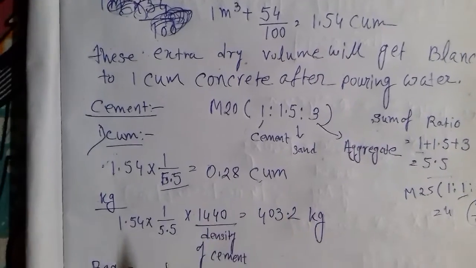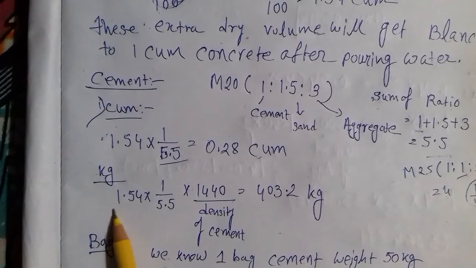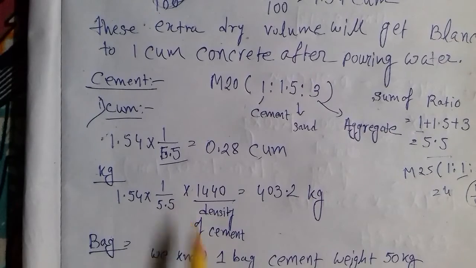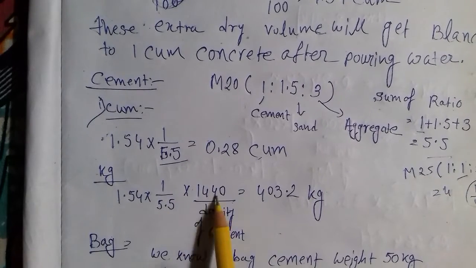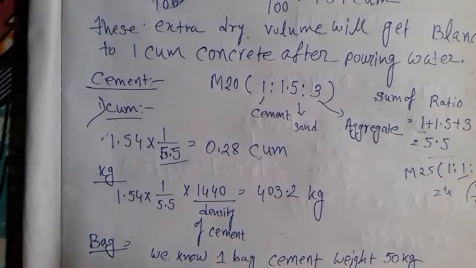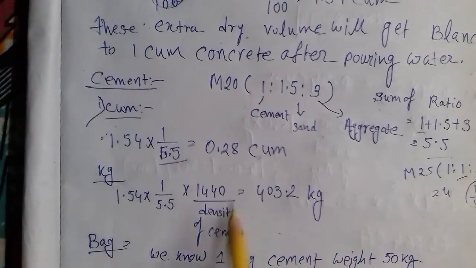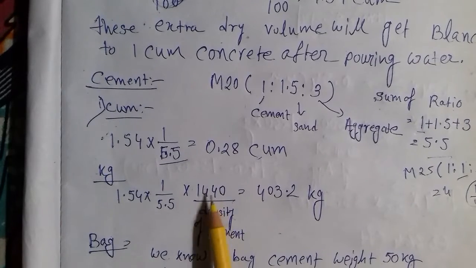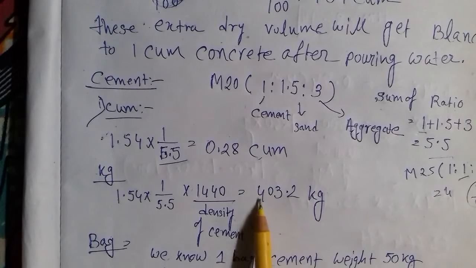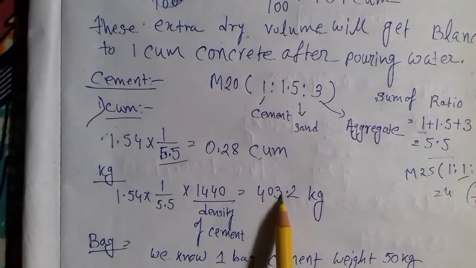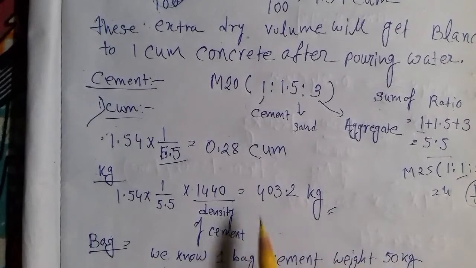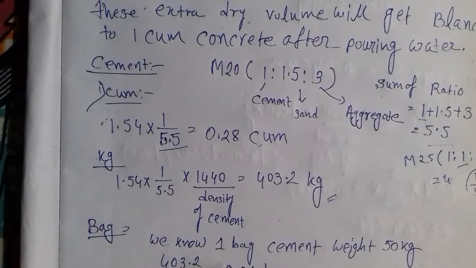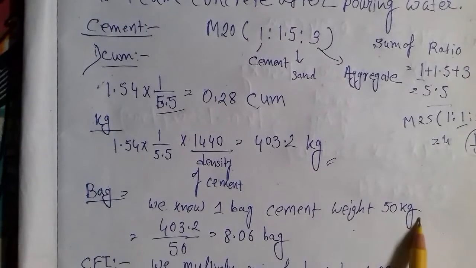When we find the value in kg, it is 1.54 times 1 by 5.5 times 1440. This is the density of the cement. It is also an important question for the interviewer: density of the cement. So density of the cement is 1440, equal to 403.2 kg. And how to calculate the bags? We know 1 bag of cement weighs 50 kg.